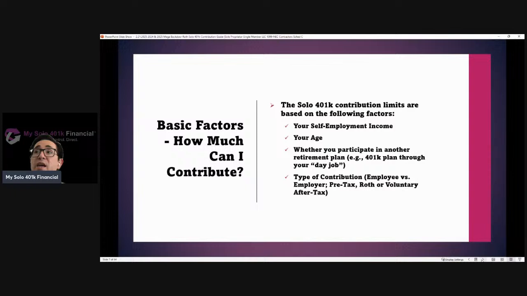Another factor is the age. A third factor is whether you participate in another retirement plan, like a 401k plan through a day job plan. And then the type of contribution that the individual is looking to make. Some individuals want to maximize Roth and mega backdoor Roth contributions, whereas others first want to maximize pre-tax contributions to reduce the taxable income now for the year for which the contribution is being made, and then make additional contributions if possible as Roth or voluntary after-tax. In other words, mega backdoor Roth contributions.